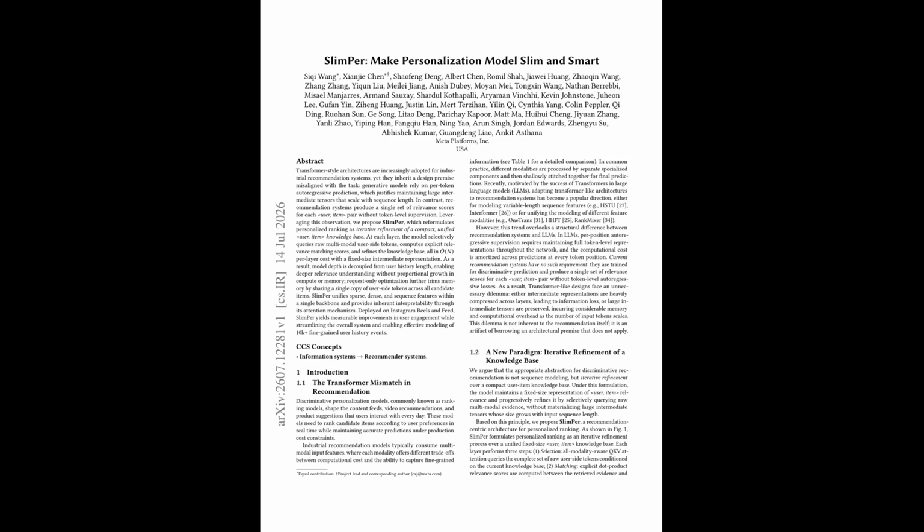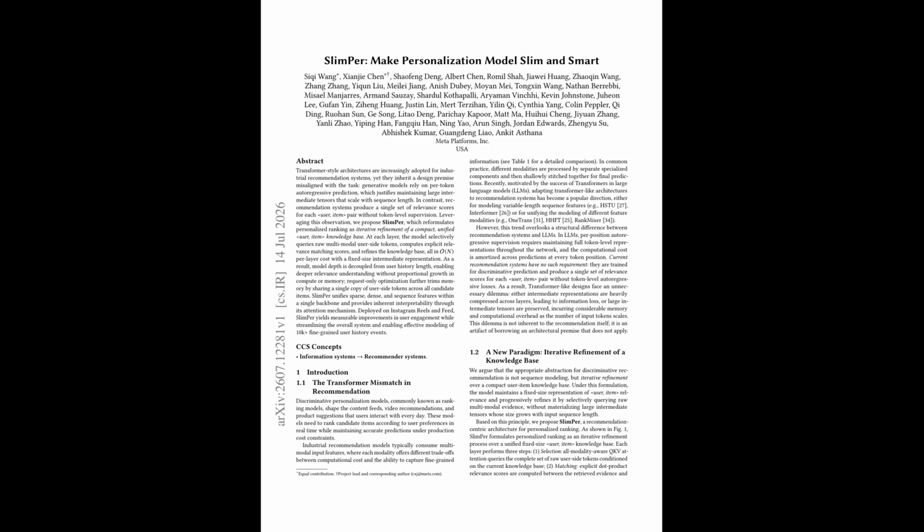Lower layers attend broadly across thousands of past events, while upper layers narrow their focus to the most recent few hundred, showing the iterative refinement in action. The empirical results are substantial. On Instagram Reels and Feed, at matched sequence lengths, SlimPer improves normalized entropy by around 0.5%, while also delivering roughly 11 to 12% higher throughput and 9 to 18% lower memory.